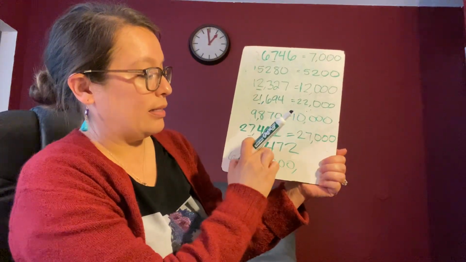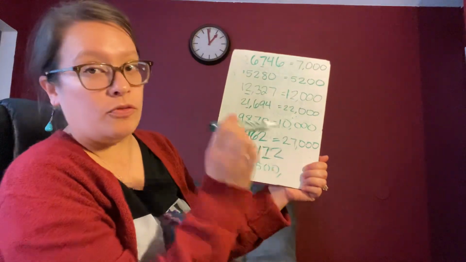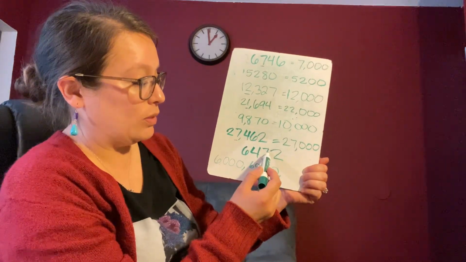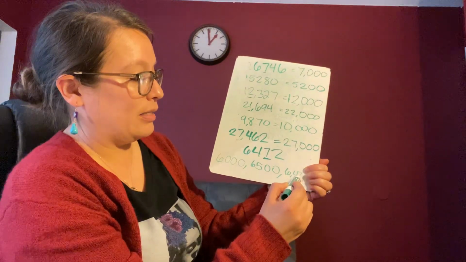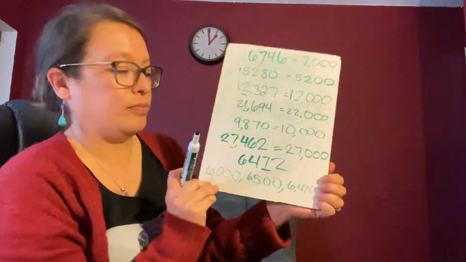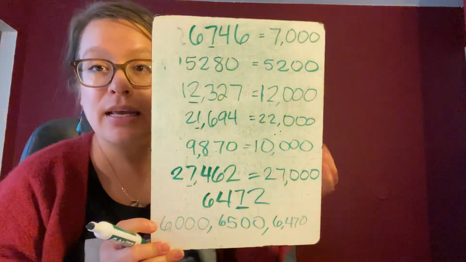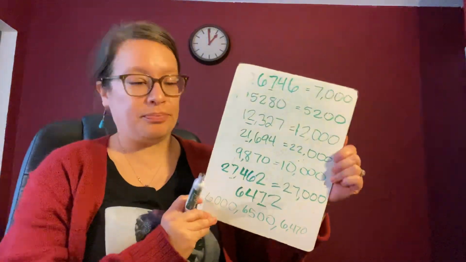Now to my tens. Here's my tens. 2, 4 or lower, it turns into a 0. This one stays the same. So 6,470. All right. There is our math lesson for today.